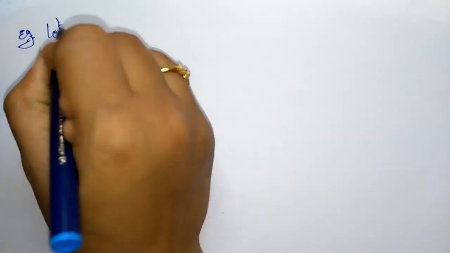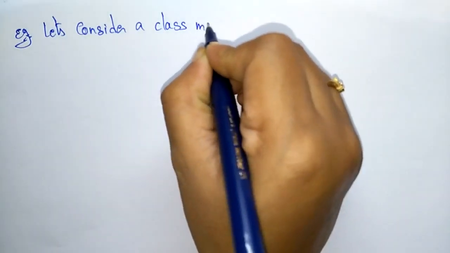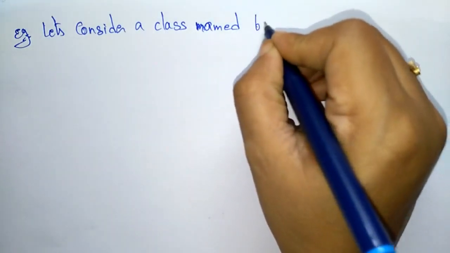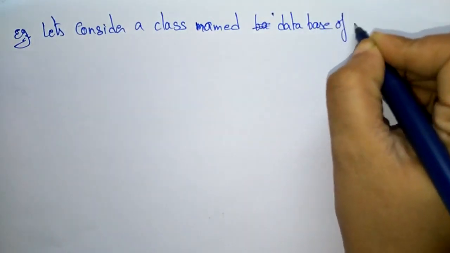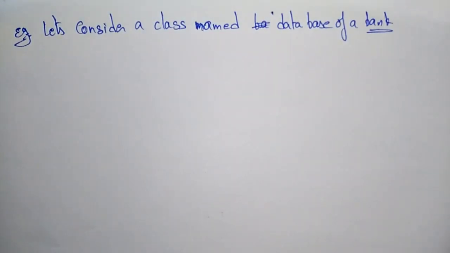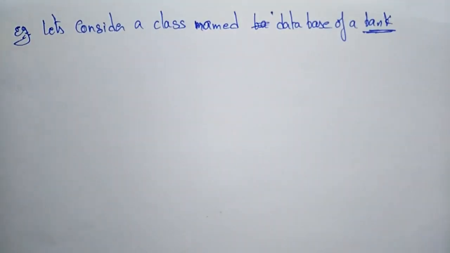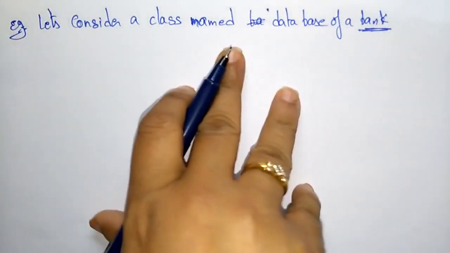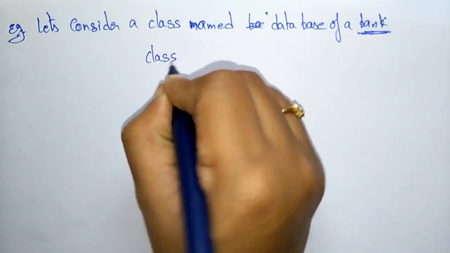Let us consider a class named database of a bank. Bank is one of the regular examples for this. If you are dealing with a database, bank is one of the most important examples for explaining the database topic. So let us consider a class named database of a bank. Suppose this is a class database.